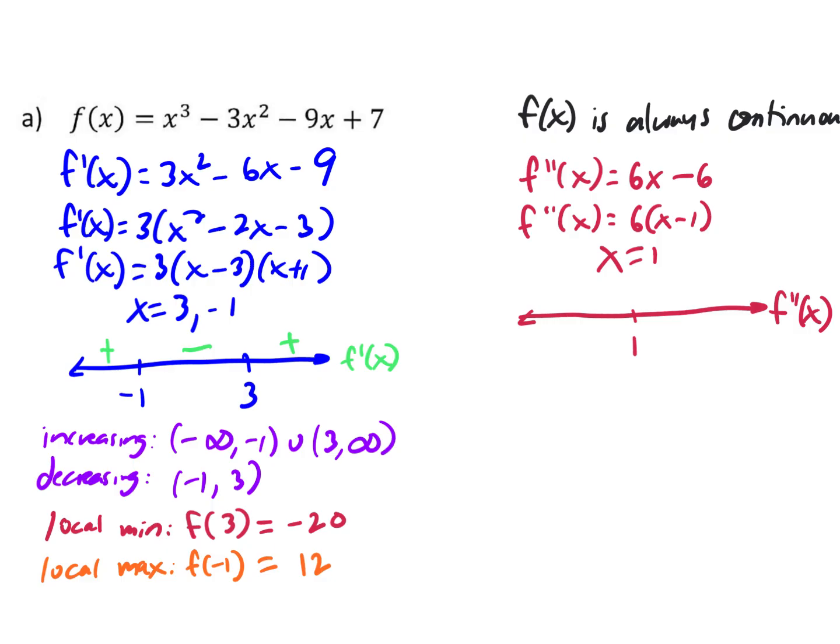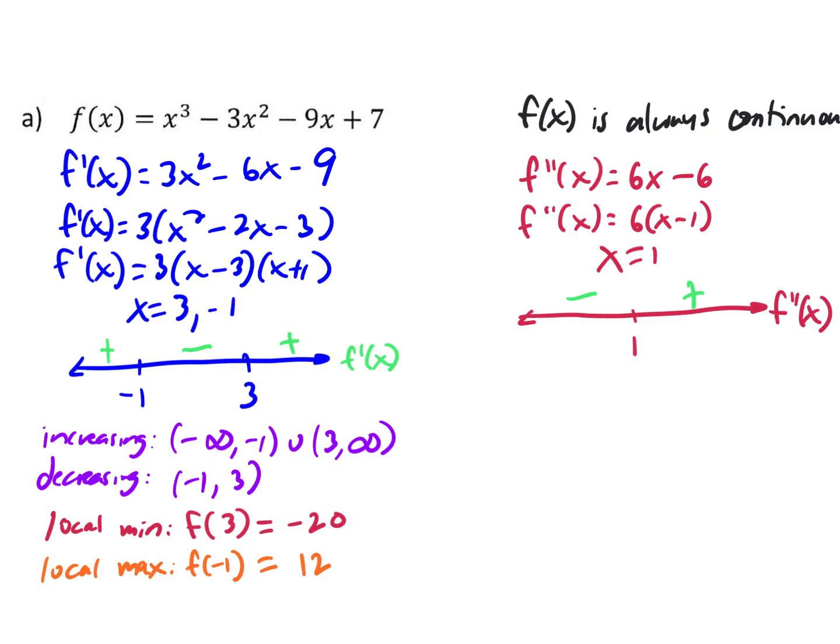And again, let's say I plug 2 in. Is this positive or negative? Positive. And if I plug 0 in, it's negative. So that side's positive, that side's negative. Let's talk about what that means. Where it's negative, that means it's concave down. Where it's positive, that means it's concave up. So we have a change in concavity at x equals 1, which means there's also a what? Point of inflection.